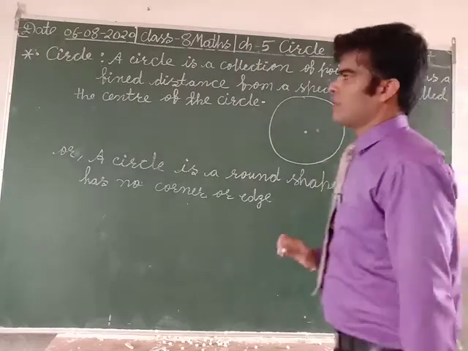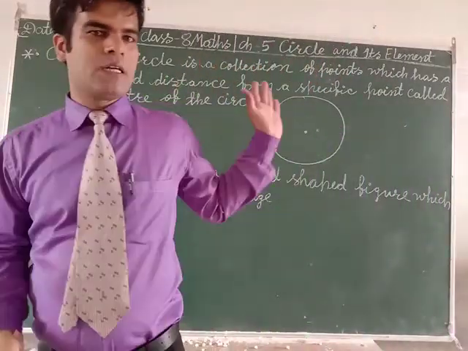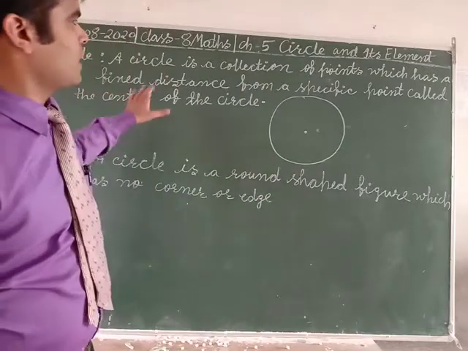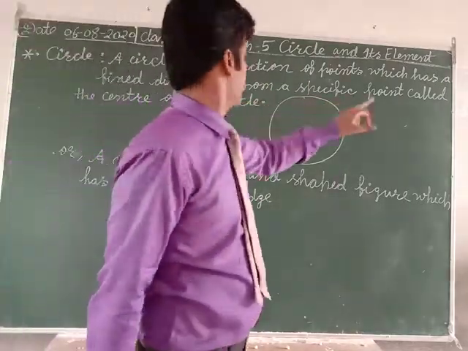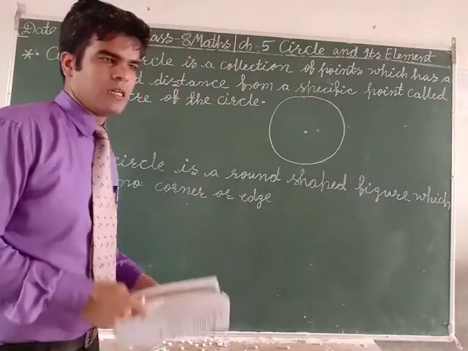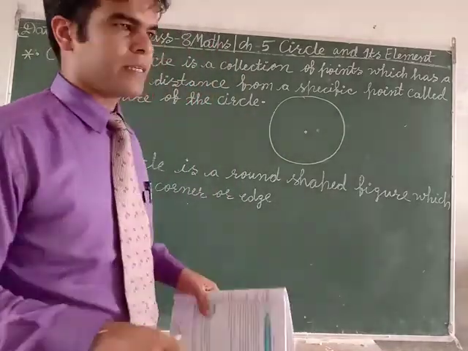Okay students, now we discuss what is a circle. A circle is a collection of points which has a fixed distance from a specific point called the center of the circle. Means circle का एक collection of points है.